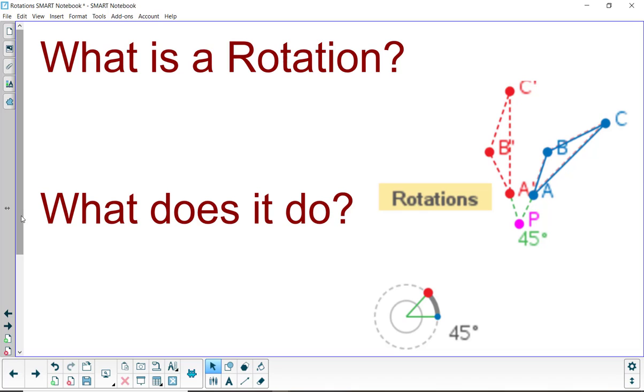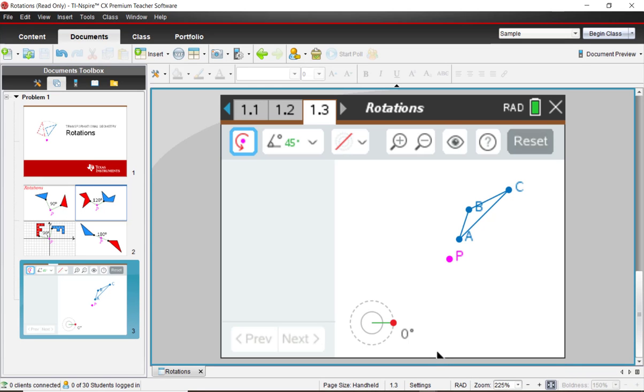So let's first look at what a rotation is and what it does. So we'll go to the TI-Nspire technology. Here we have the TI-Nspire software open and the file rotations, and we've moved to page 1.3. So we're going to rotate triangle ABC about point P through an angle of 45 degrees. To do that, here is the rotate icon. Let me go ahead and click on that and observe what happened on the screen. Pause this if you need to. What's going on on the screen?